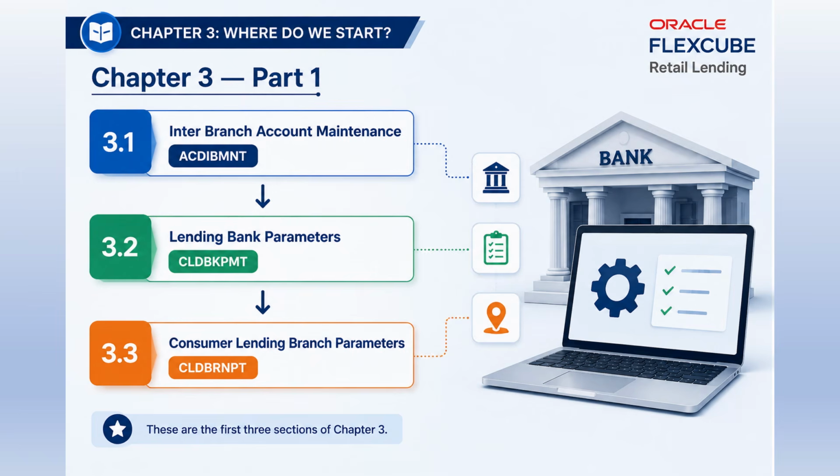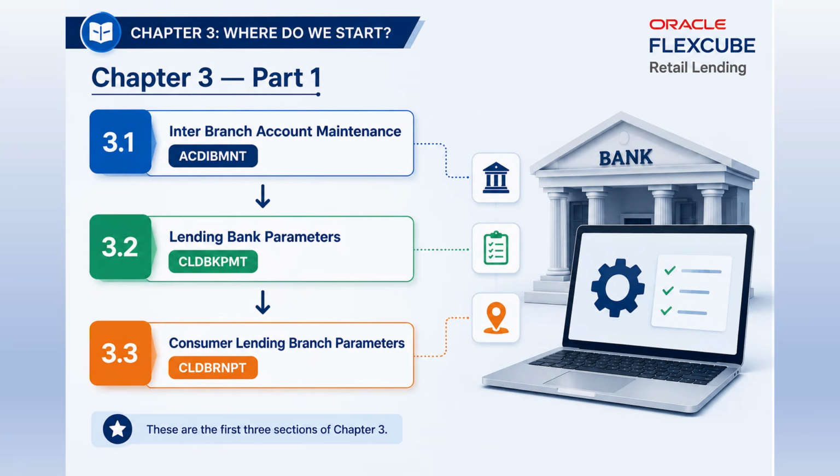Chapter 3 contains 14 maintenance sections. For this first video, we will concentrate on the first three. Section 3.1 is Inter-Branch Account Maintenance, using function ID ACDIBMNT. Section 3.2 is Lending Bank Parameters, using function ID CLDBKPMT. And Section 3.3 is Consumer Lending Branch Parameters, using function ID CLDBRNPT. Let's begin with Inter-Branch Account Maintenance.